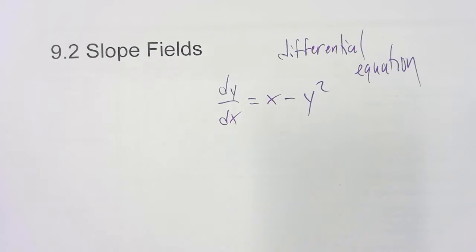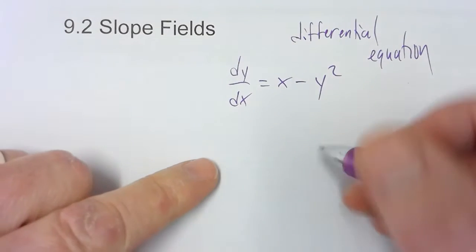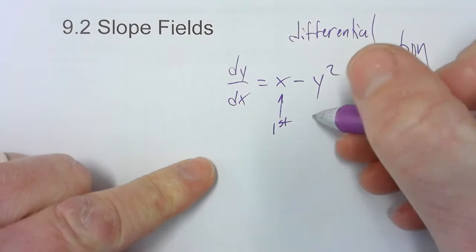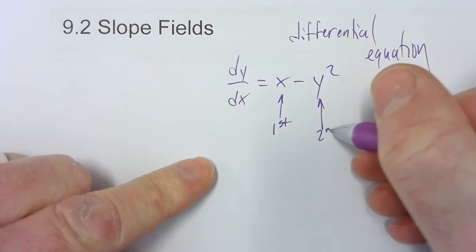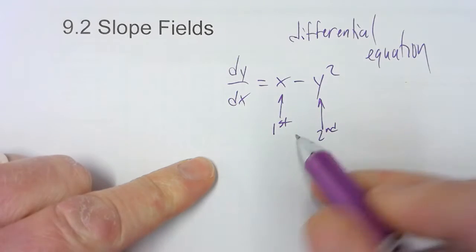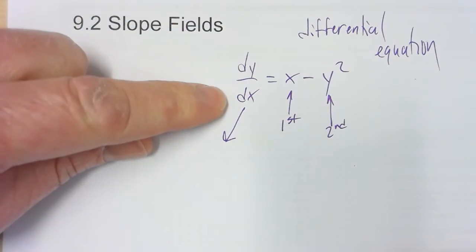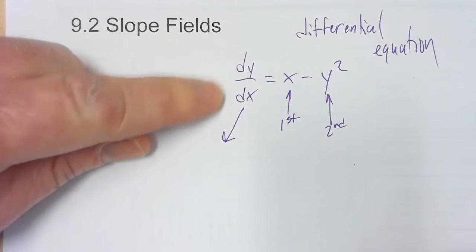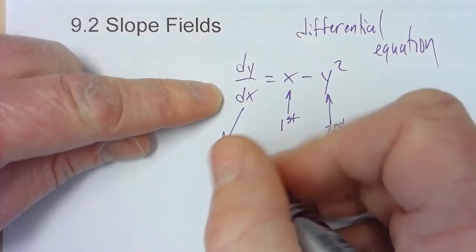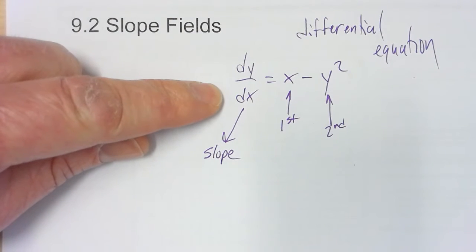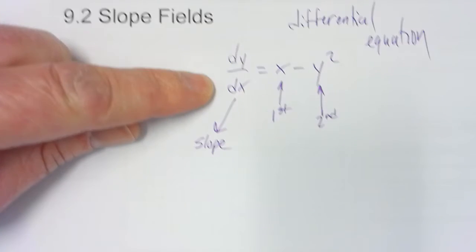So we're going to make a picture of this. You have to understand that there's one input here. There's the first input for x, and then there's a second input for y. So you put in an x and you put in a y, and then you get out something. You get back out a dy dx. Well, what is dy dx? dy dx is slope. So you get out a slope. So you make little baby slopes. Make a field of slopes.